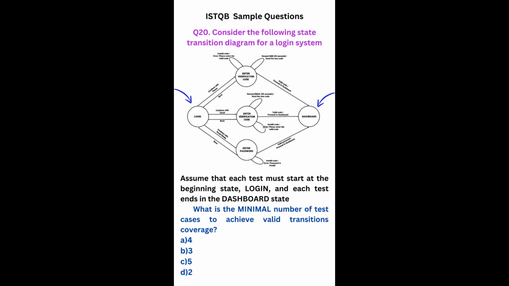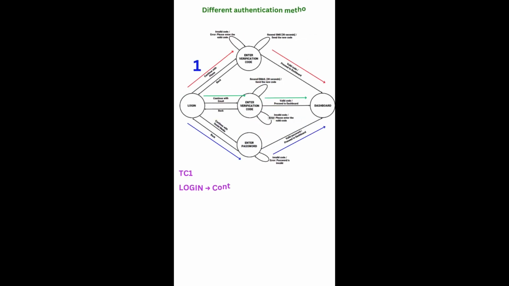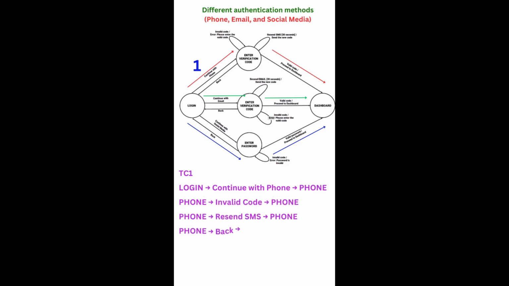Question 20. Consider the following state transition diagram for a login system. Assume that each test must start at the beginning state, login, and each test ends in the dashboard state. What is the minimal number of test cases to achieve valid transitions coverage? Here we have different authentication methods such as phone, email, and social media. So the minimal number of test cases needed to cover all valid state transitions is 3.